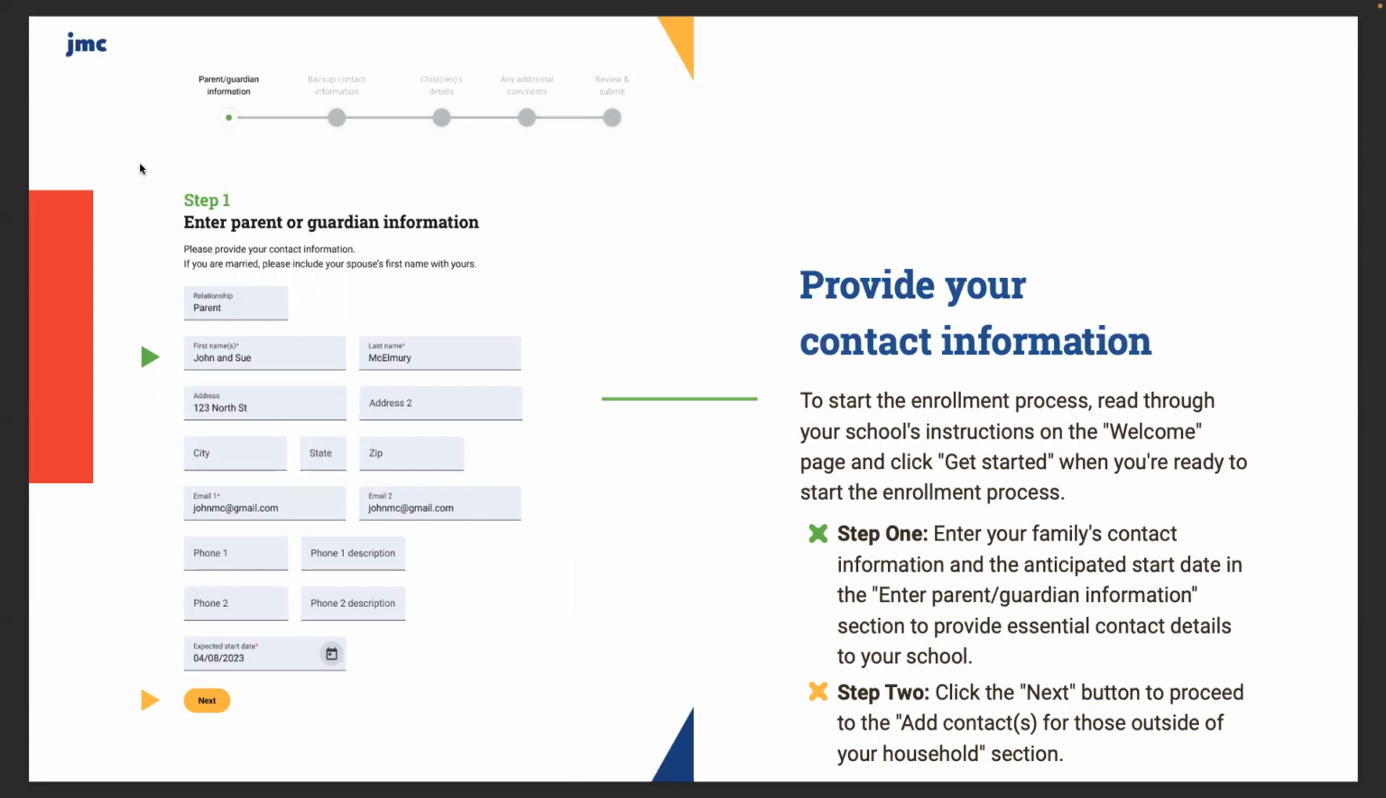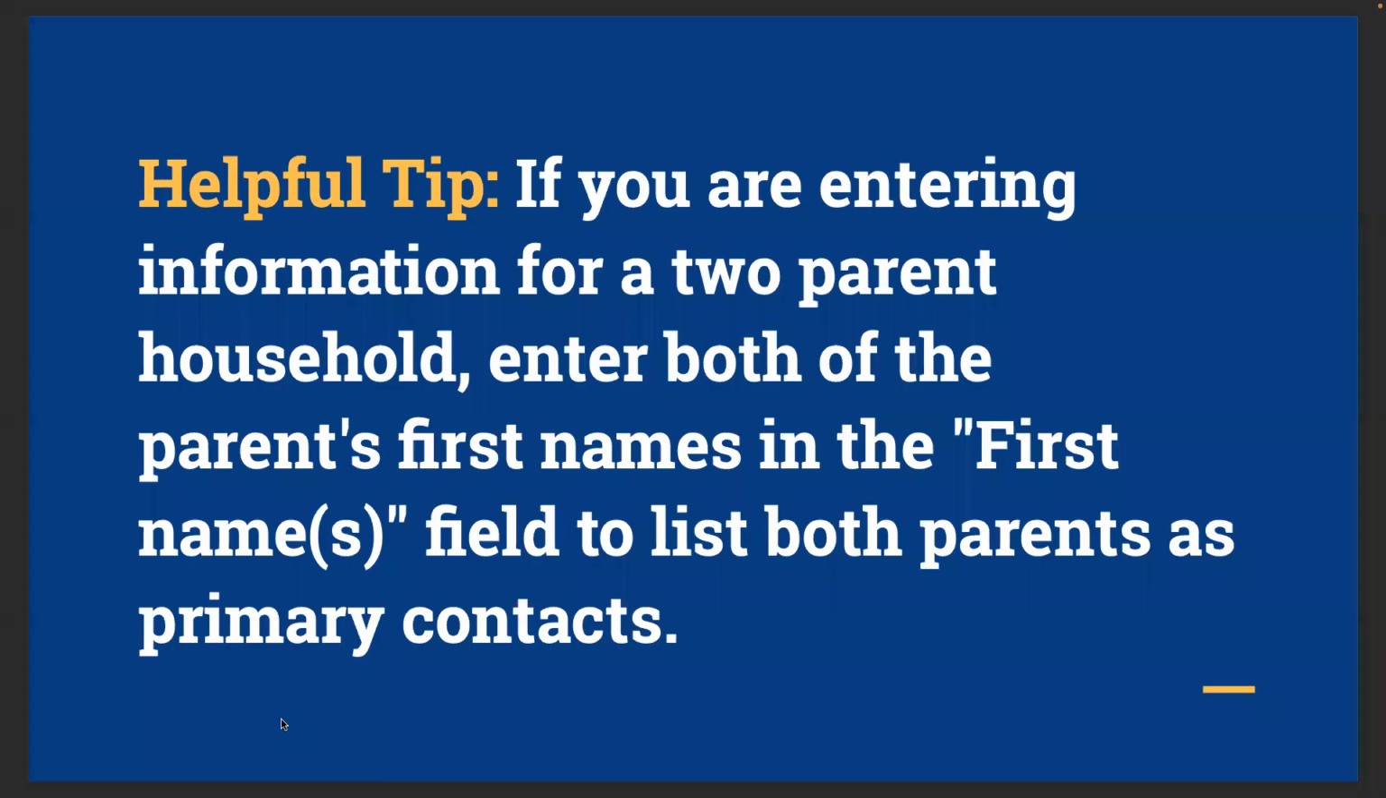So the first step is to enter your family's contact information and the anticipated start date in the Enter Parent Guardian Information section to provide essential contact details for your school. So we need that contact information, parent information, anticipated start date. Anything with the asterisks you'll see is required. So you'll want to enter that and then click the next button.